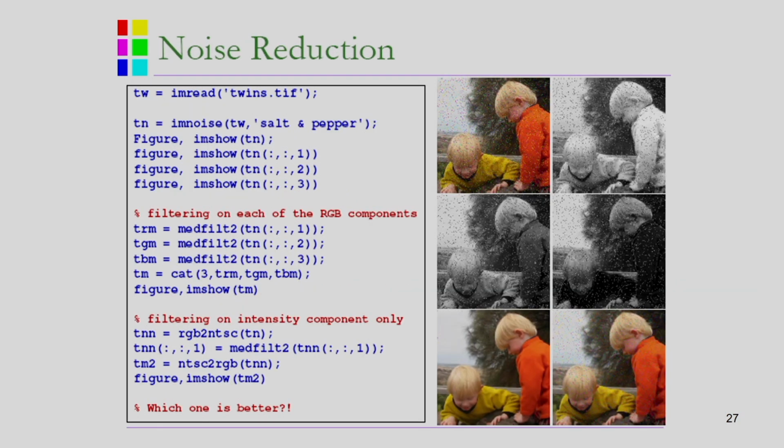The next example I am showing, I am considering the salt and pepper noise, and after this the filtering on each of the RGB components I am doing. So, I am applying the median filters to remove the salt and pepper noise. In the second case, I am considering the filtering only on the intensity component. That means I am applying the median filter only for the intensity component, and you can see the output. In the first case, the filtering is on each of the RGB components, applying the median filter to remove salt and pepper noise.